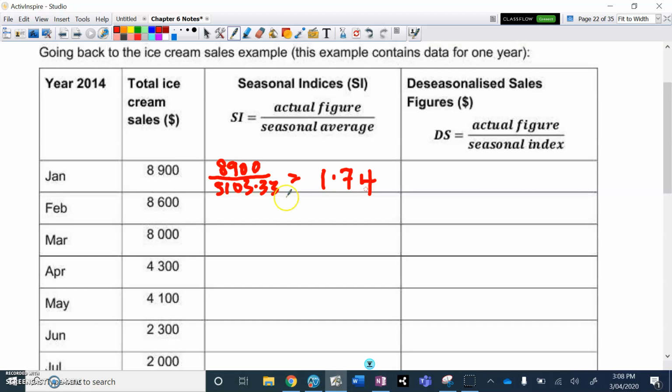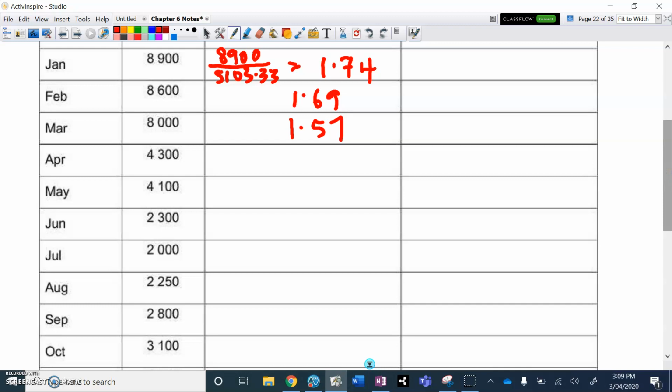If we do the same thing for every month of the year, actual figure divided by seasonal average, we'll end up with a seasonal index for every month. As you go through your calculations, you'll find that some are going to be above 1, some are going to be below 1. Hopefully you'll get the same numbers as me. If you're looking at the June figure there, a seasonal index of 0.45 just means that the June sales figures are generally 55% below average monthly sales, which makes sense.